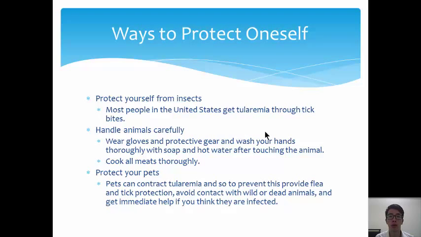Finally, the last important way to protect yourself is to protect your pets. Pets can contract this disease as well, and to prevent this, you can provide flea and tick prevention, as well as avoid contact with wild or dead animals. And to get immediate help if you think your pets are infected, go to your nearest vet and get them checked.